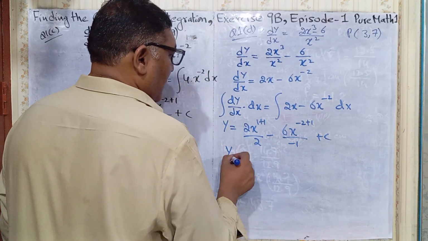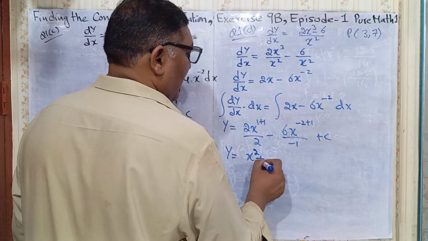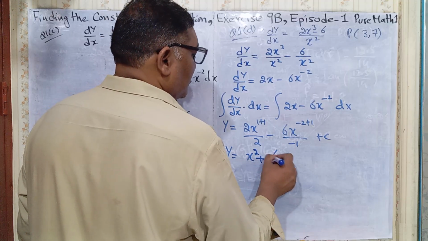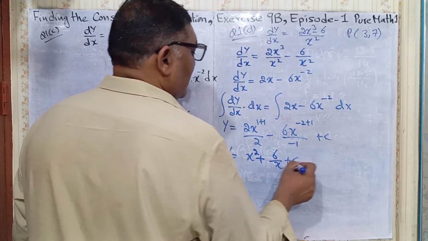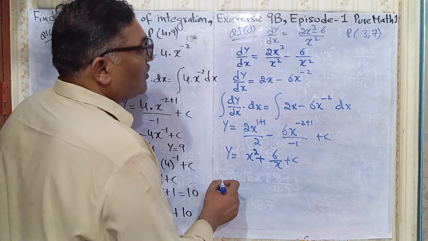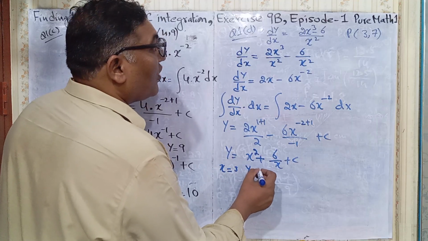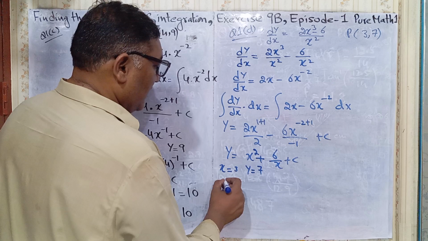So my y will cancel. So you will have x square minus minus plus 6 divided by the x plus c, because this power will be minus 1, that's why I have written it downstairs. Now I know that x is equal to 3 and y is equal to how much? 7. So just put that value here.